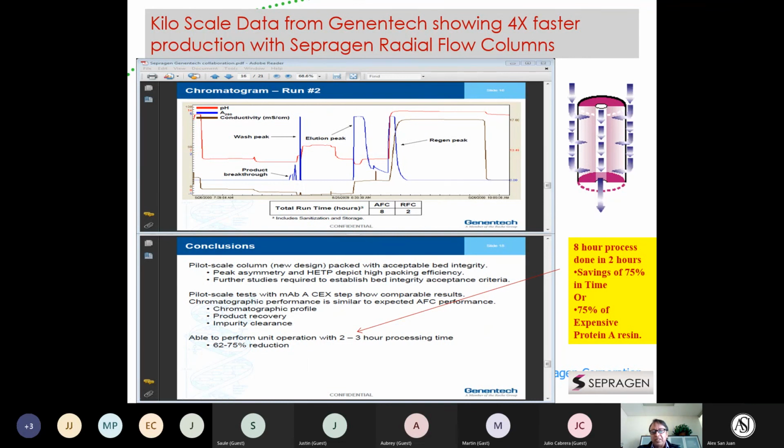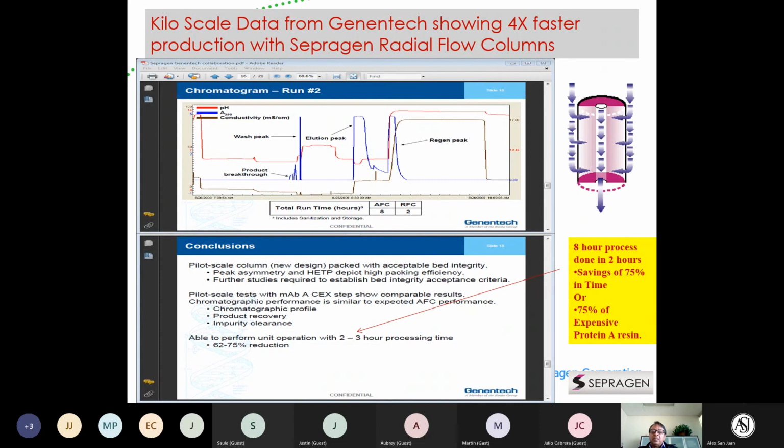But by simply switching the column, they were able to reduce the process time from 8 hours to 2 to 3 hours. So without changing any other parameter except the column. Turn up the pump speed, that's it. And so an 8-hour process could be done in 2 hours.